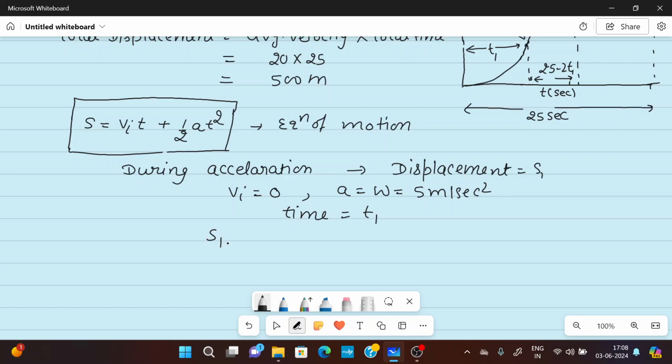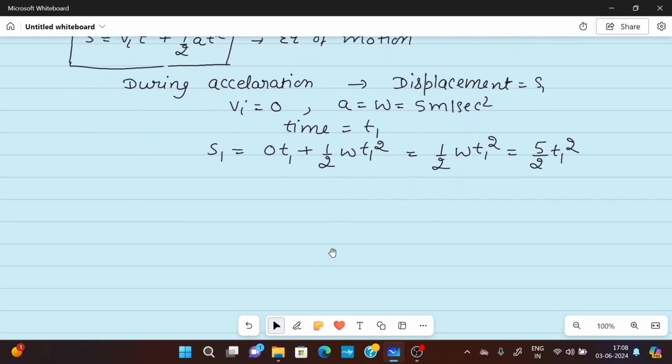So S1 is equal to initial velocity into time, which is T1, plus half into W, where W is acceleration, into T1 square. So S1 will come out to be half into W into T1 square. Putting the value of W here, we will get S1 is equal to 5 by 2 T1 square. So this is the displacement during acceleration.